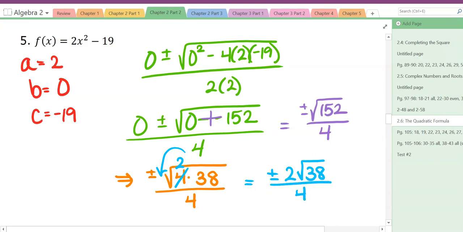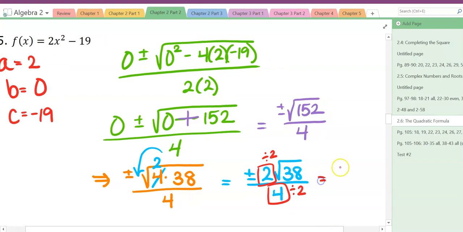What's the last thing I should be able to do here? Good. See the 2, see the 4. I can take a 2 out of both. And so I'm left with plus or minus square root of 38 all over a 2.